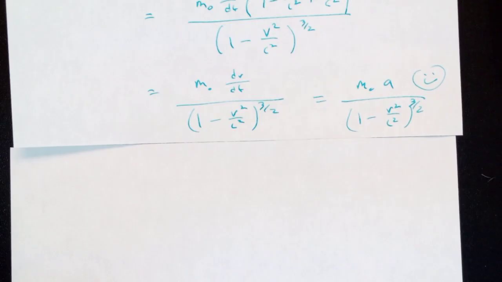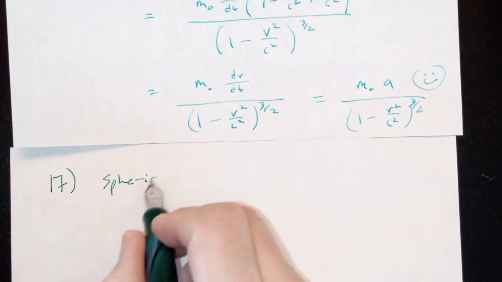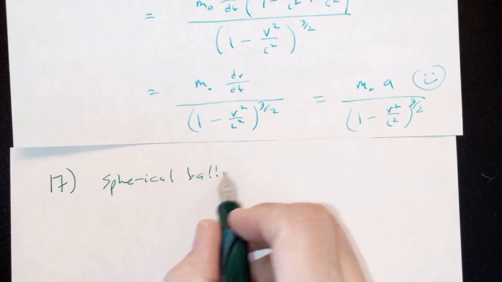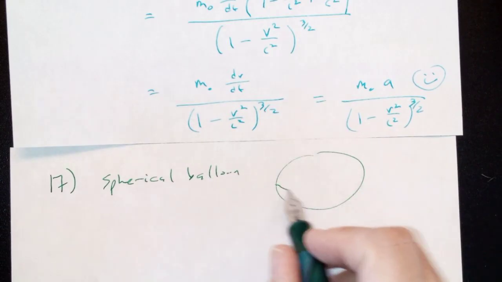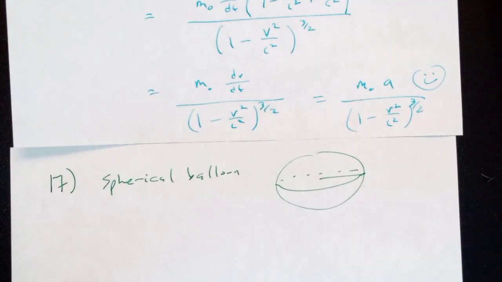Yes, ma'am. 16. So 16 is dropping a stone and looking at a ripple. Yeah. Look at 17. 17 is a balloon. I have a balloon. I drew a horrible sphere, but there we go.